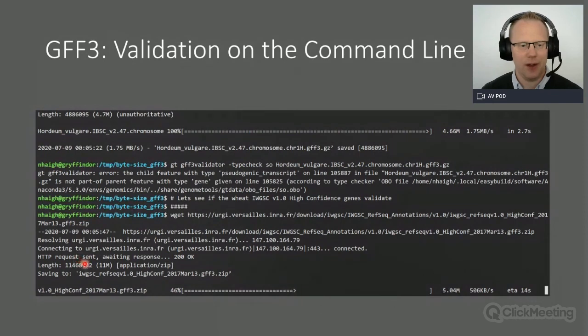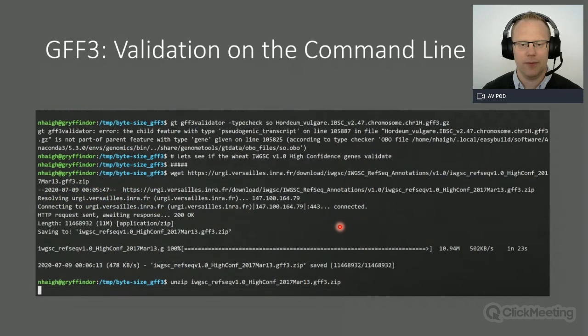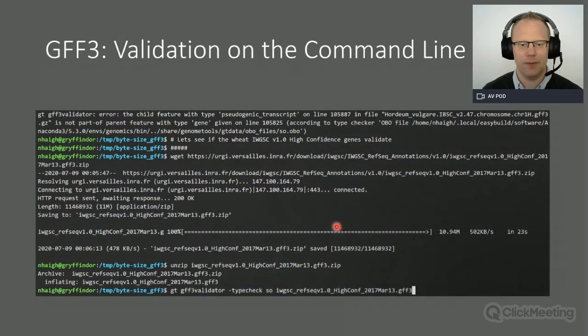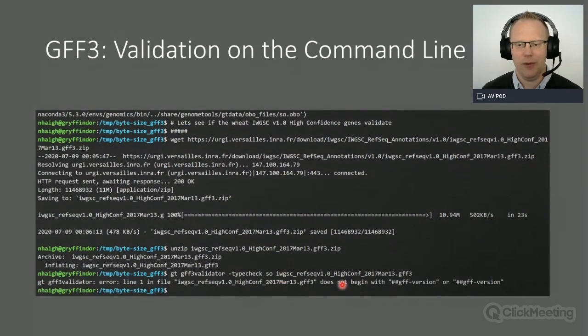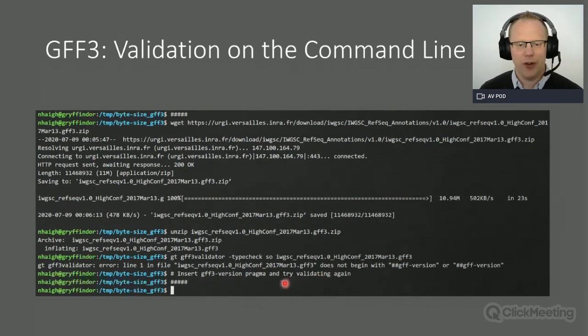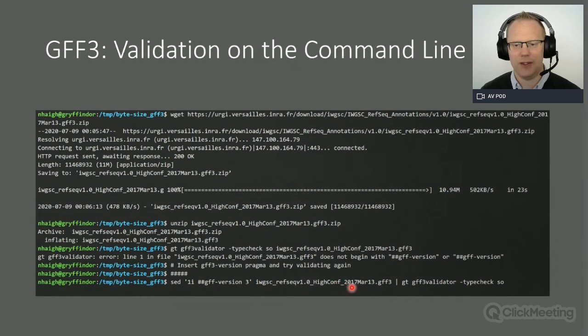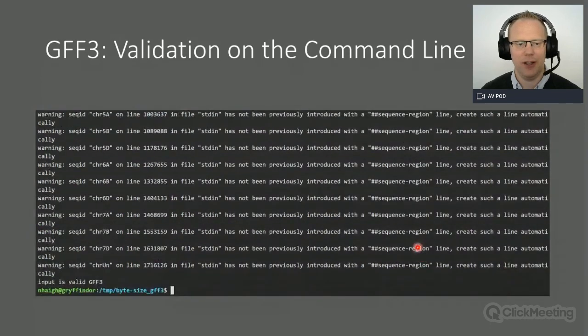We'll have a look now at the wheat IWGSC version 1.0 high confidence genes, and have a look to see whether they validate. Again, doing a type check on the sequence ontology column. And again, here we've got another example where there's no GFF version pragma. So just for completeness, let's insert this with sed on the command line, inserting the pragma at the start, and see if we can get the GFF3 to validate. What we get at the end here is that it does indeed validate.